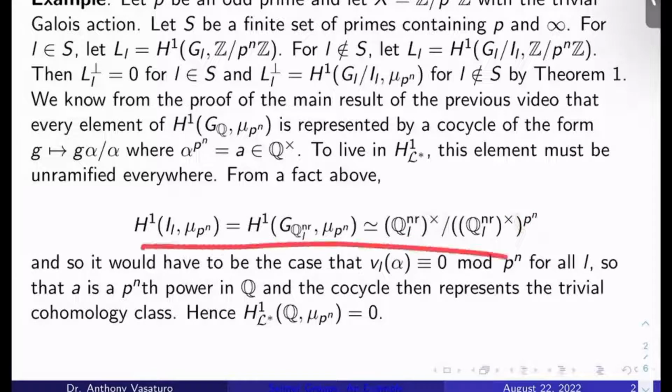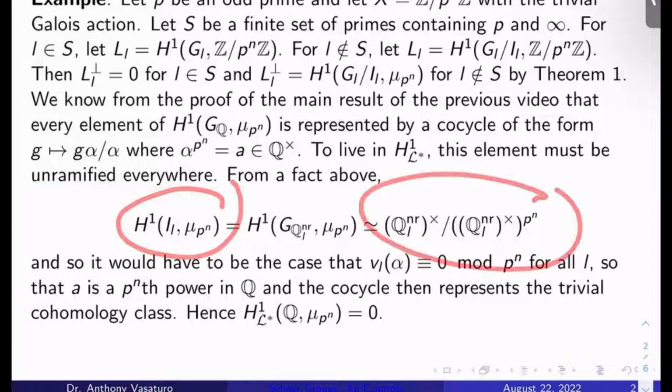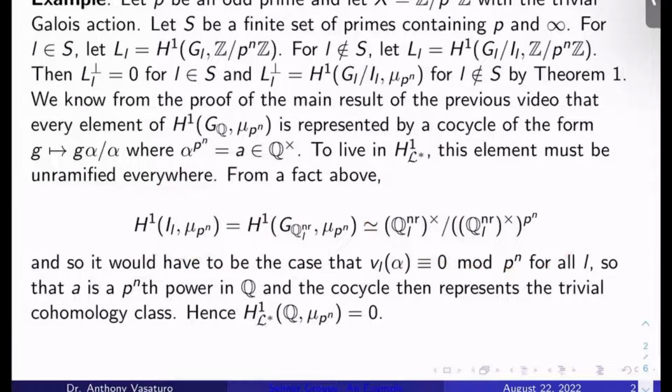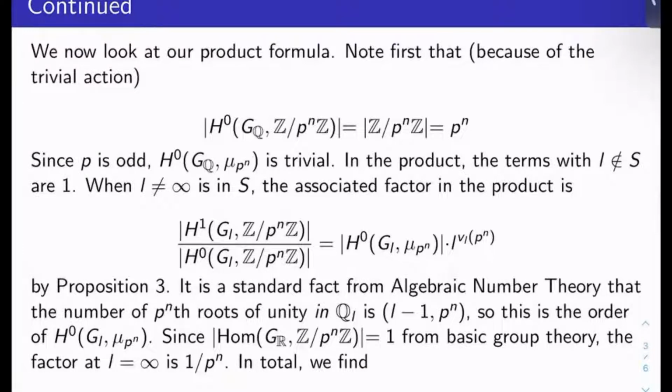Okay, so we talked about this several videos ago. And so for an element to be in H^1_{L^*}, it would have to be unramified everywhere. But based on this description of H^1 of I_l, mu_{P^N}, for that to happen, it would have to be the case that the l-adic valuation of alpha was 0 mod P^N for all l. In other words, a would have to be a P^N-th power in Q, and the cocycle then will just represent the trivial cohomology class. And the upshot of all this is that H^1_{L^*}(Q, mu_{P^N}) is 0. It's trivial.